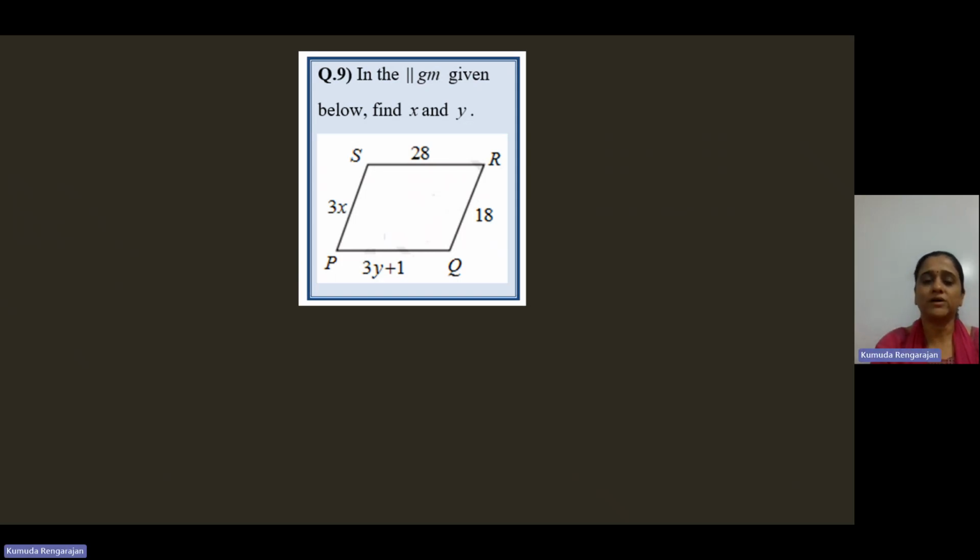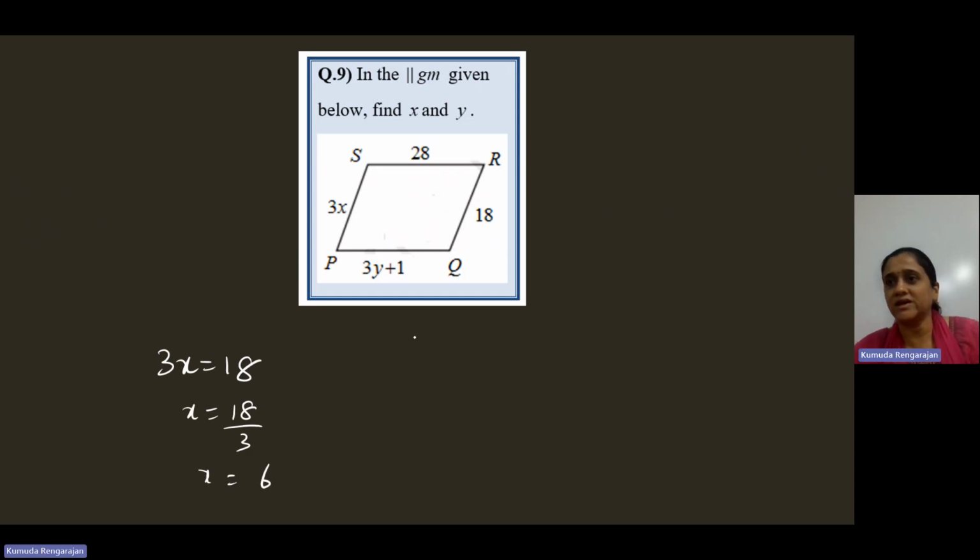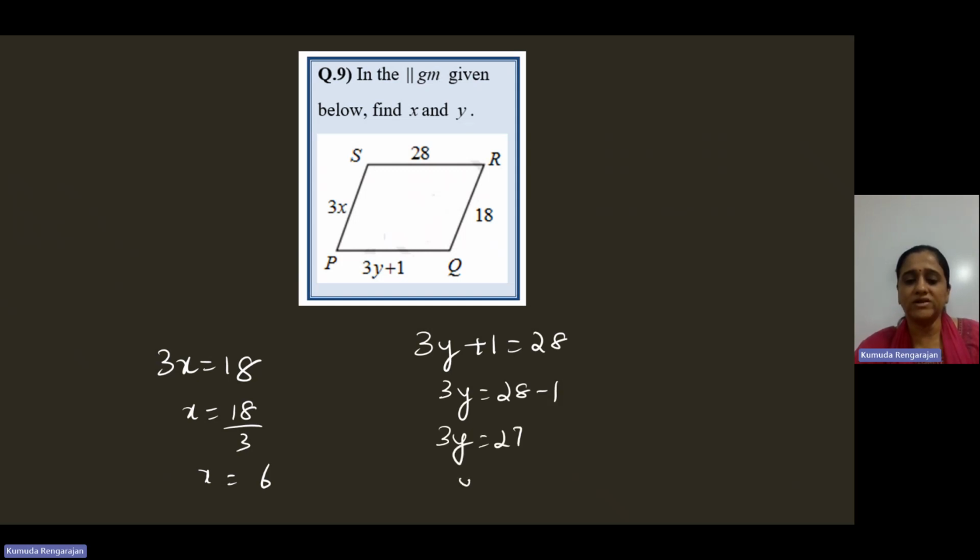Correct. Because in a parallelogram, opposite sides are equal, no? In a parallelogram, opposite sides are equal. That means 3x is equal to 18. X is equal to 6. Y is equal to 9, correct. Because again, opposite sides are equal. 3y plus 1 is equal to 28. 3y is equal to 28 minus 1. 3y is equal to 27. Y is equal to 27 by 3, 9.